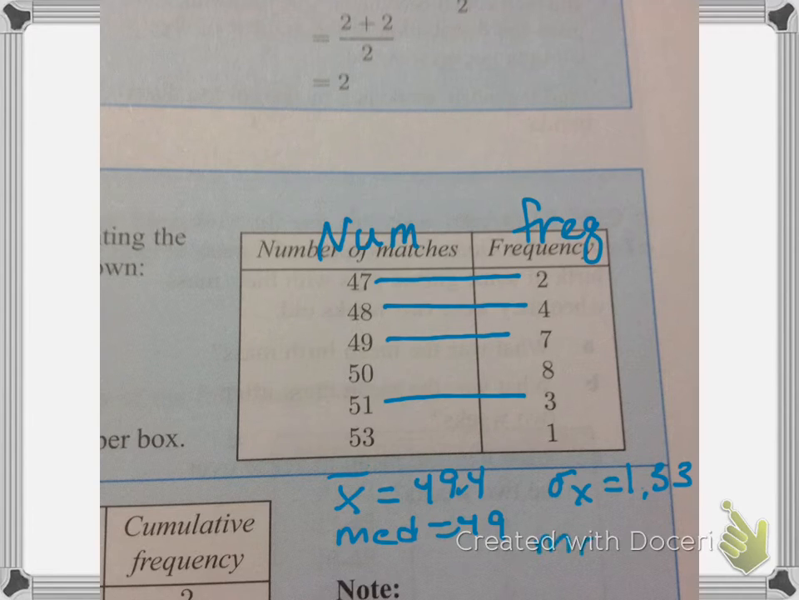Okay, now let's look at my mode. I remember the mode is the one that happens the most, and I look here, and which is the highest number? Do you see that 8 happened the most? So my mode is 50.